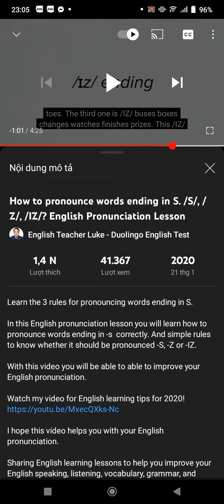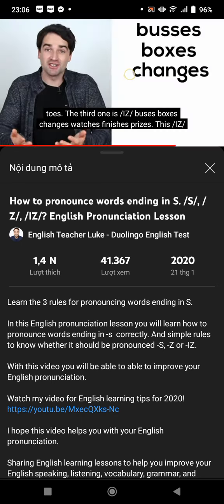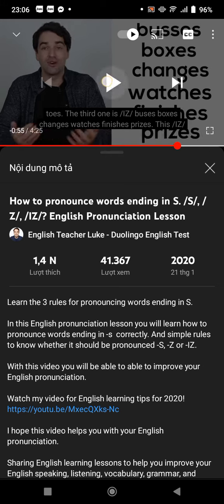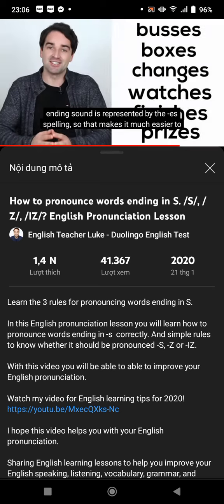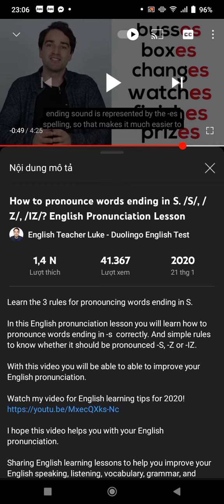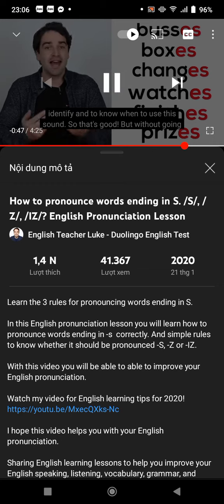The third one is the IZ ending. Buses, boxes, changes, watches, finishes, prizes. This IZ ending sound is represented by the ES spelling. So that makes it much easier to identify and to know when to use this sound. So that's good.